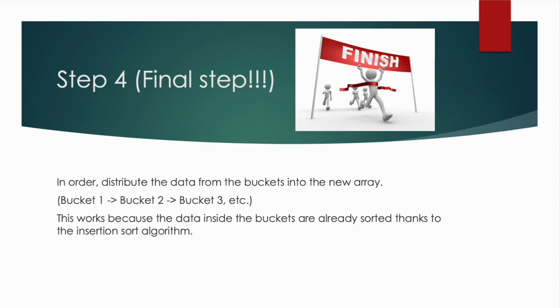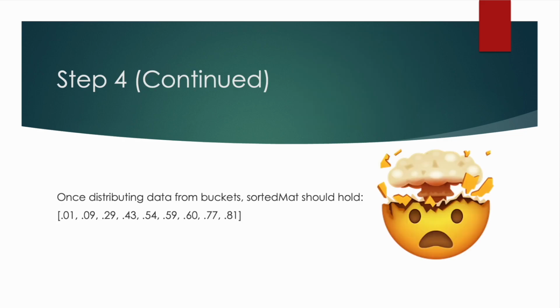Step 4, the final step, only 4 steps. Now in order, distribute the data from the buckets into the new array. So you go to bucket 1, traverse through all the nodes. Then you go to bucket 2, traverse through all the nodes, bucket 3, traverse through all the nodes, and so on. Now, this only will work if the data inside the buckets are sorted. If they're not sorted, you have to sort them individually, and then you can distribute. But in our example, it worked because of insertion sort. So once distributing the data from the buckets, sorted array in our example should hold 0.01, 0.09, and so on.